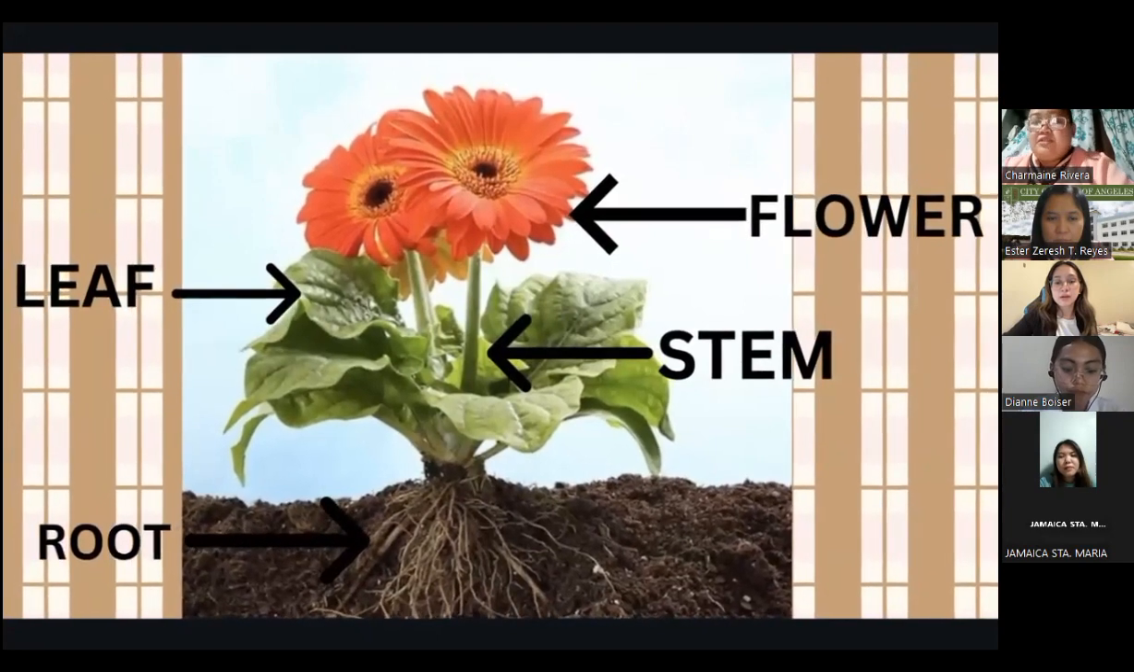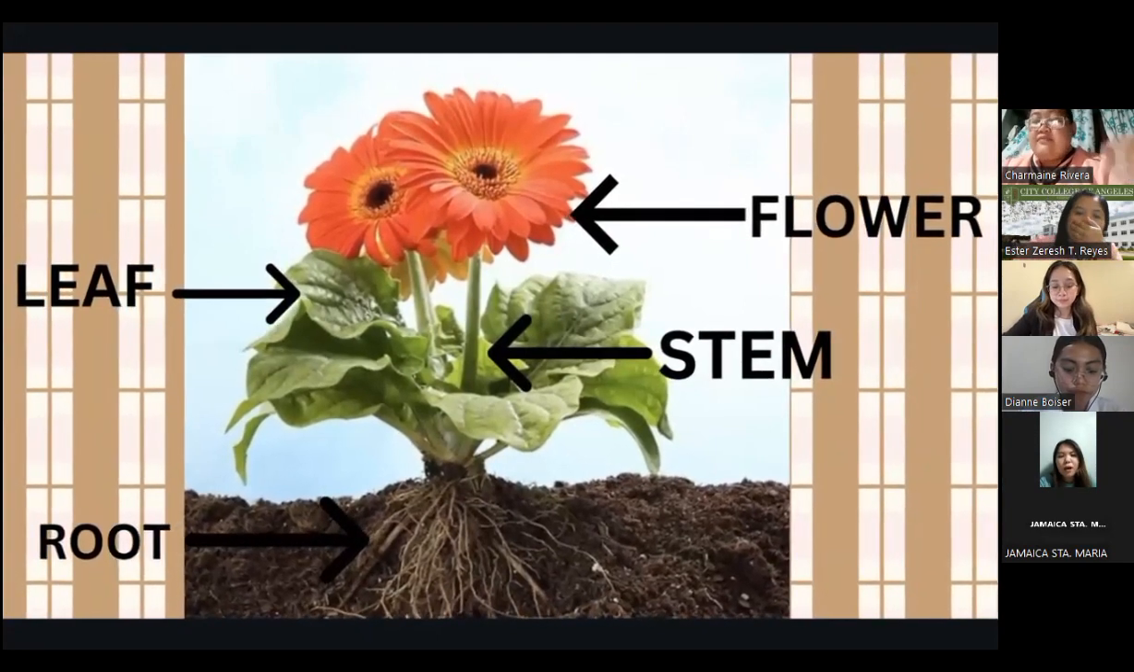Look at this picture. This plant has 4 parts. These are the roots, stem, leaf, and flower. Again, class, can you name the 4 parts of a plant? Yes, Jamaica? Flower, leaf, stem, and root po. Very good, class.